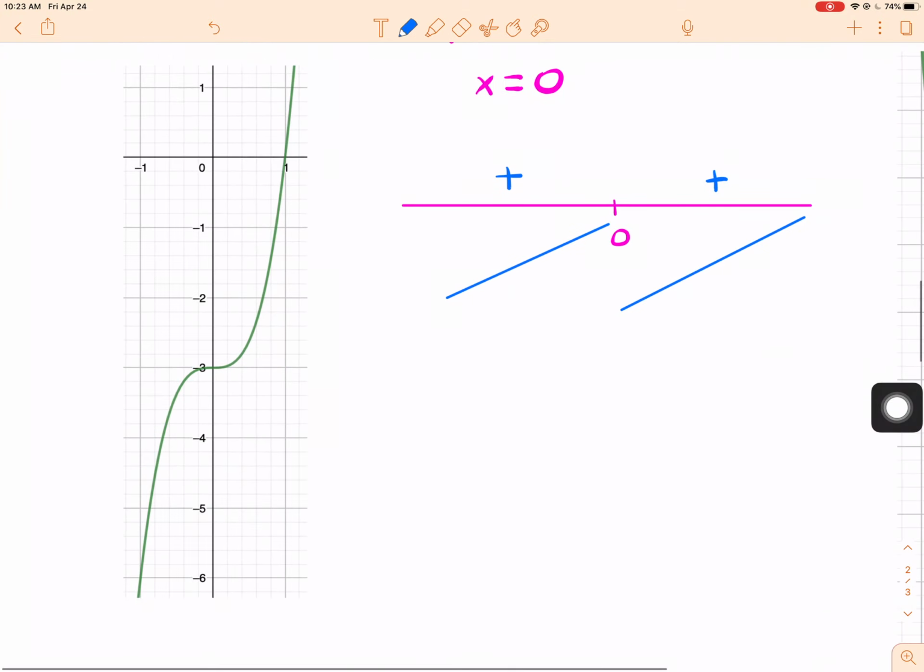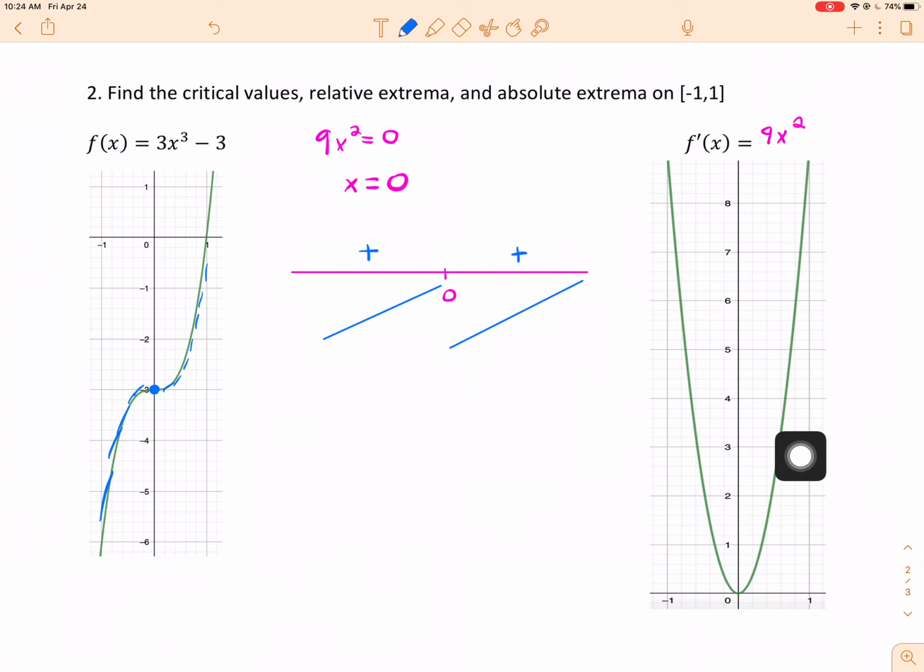Now, this graph looks like maybe it does have relative extrema, but take a look closely at 3x cubed minus 3. When the slope is 0, right here, it goes from increasing, all of these slopes are increasing, to still increasing. It's not decreasing. We can see that here because the derivative 9x squared has all positive values. The slope of every tangent line is going to be positive. So no relative extrema.